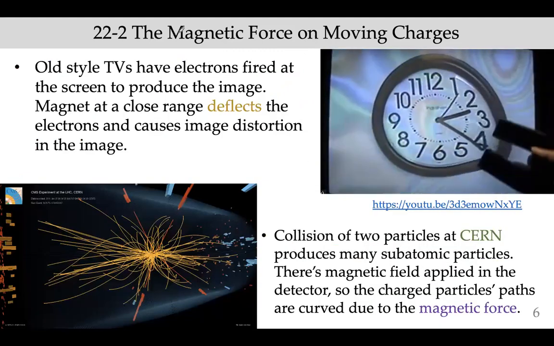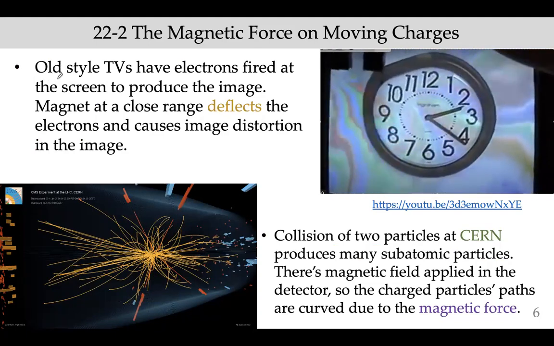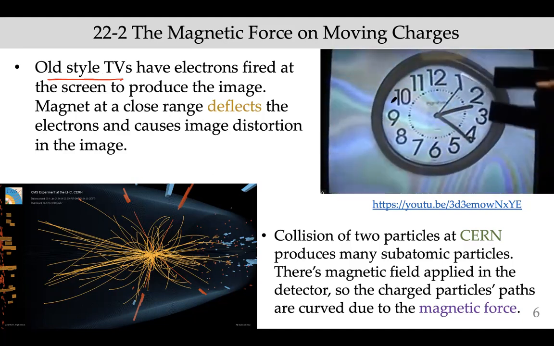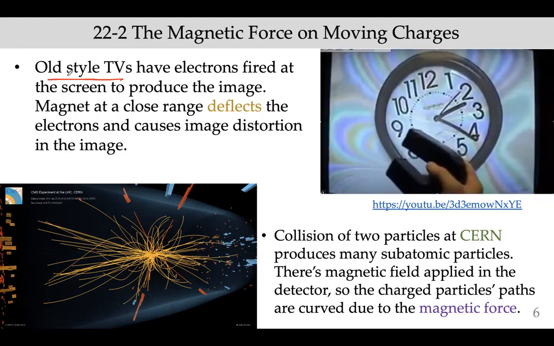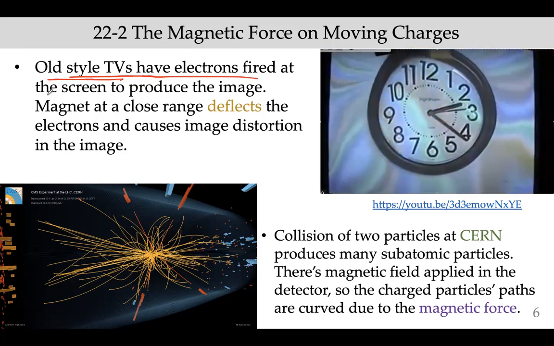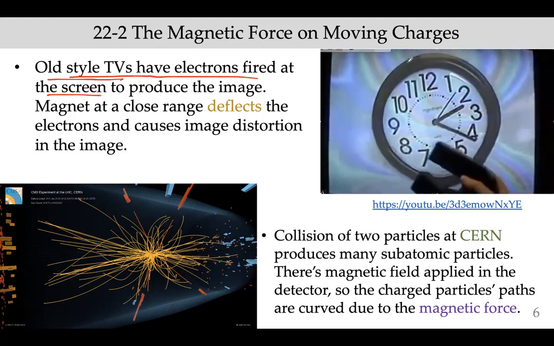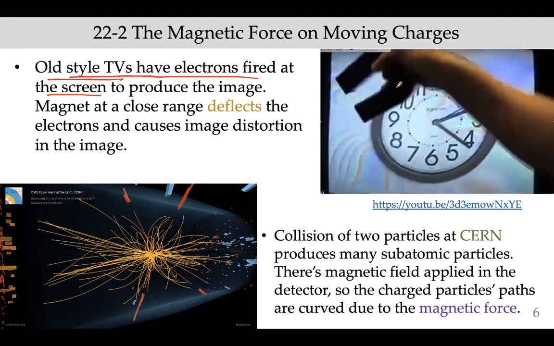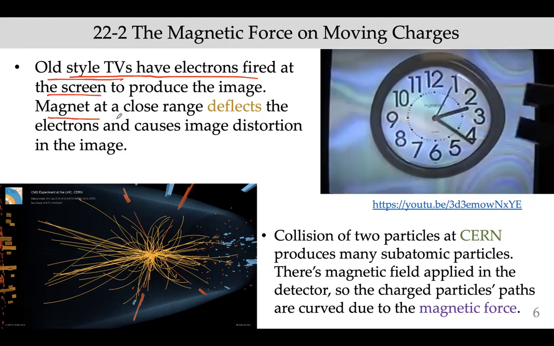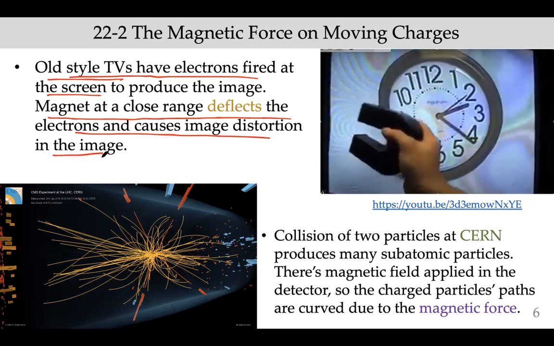Now, what are the effects of magnetic fields and magnetic forces? Well, old-style TVs, and you can try this if you have an old-style TV and also a magnet. Old-style TVs have electrons fired at the screen to produce the image. All the time there's an electron gun at the back of the TV, and it shoots electrons on the screen to produce the image. And a magnet at a close range deflects the electrons and causes distortion in the image.